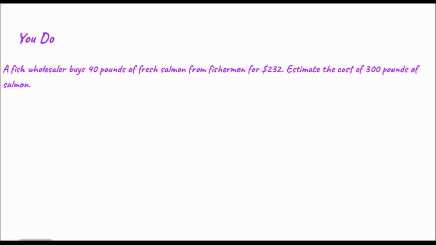A fish wholesaler buys 40 pounds of fresh salmon from a fisherman for $232. Estimate the cost of 300 pounds of salmon. So go ahead, try this one on your own, and then we'll go over the answer.